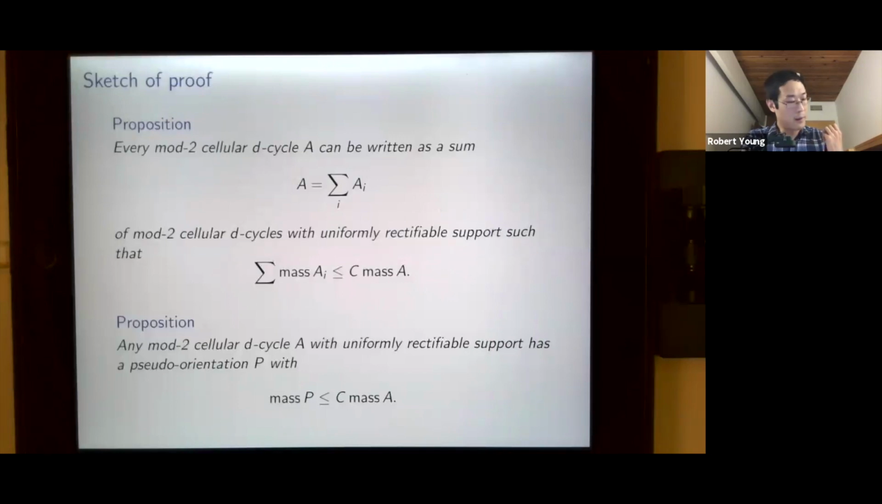Sorry, this is a very brief sketch of the proof. If anyone's interested in more detail, please feel free to ask about it. But I just wanted to give you a rough idea of the strategy here today.